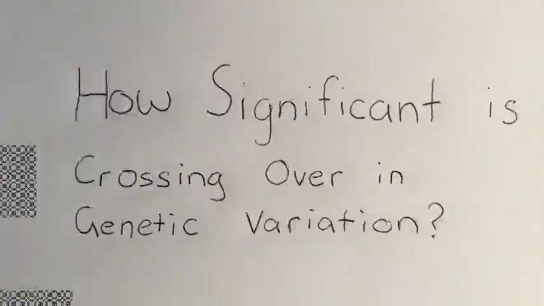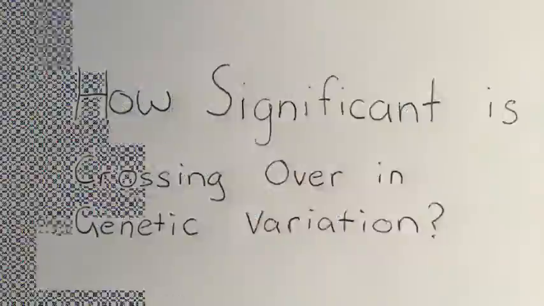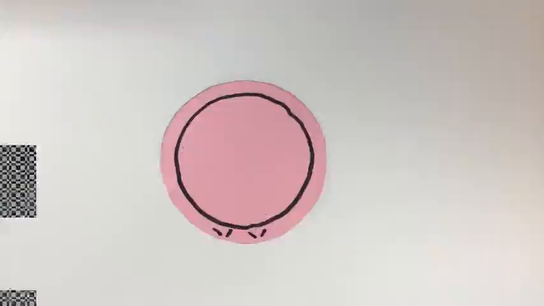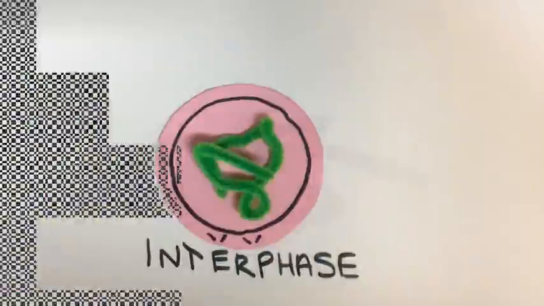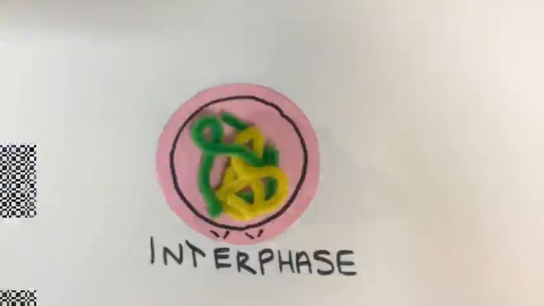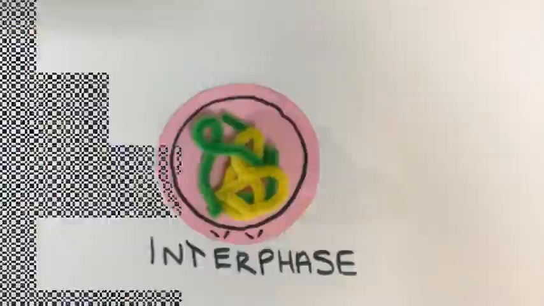During meiosis, one gamete from each parent combines to form a zygote. My inquiry question based on meiosis is how significant is crossing over in genetic variation? Before entering meiosis 1, a cell must first go through interphase where all chromosomes are duplicated in a process similar to chromosome replication prior to mitosis.